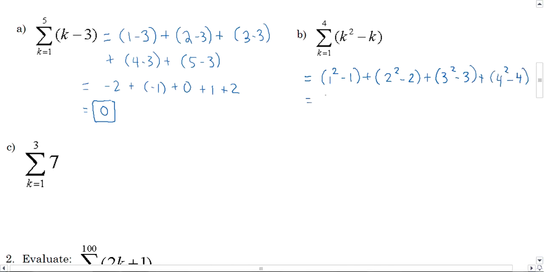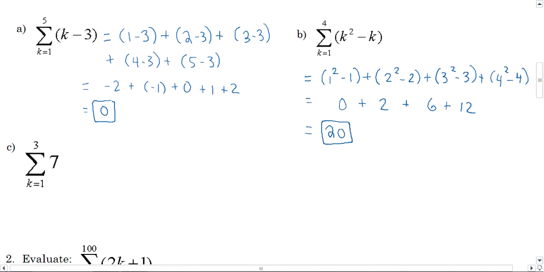And we just evaluate this. So that's 0 plus 4 minus 2, which is 2, plus 9 minus 3, which is 6, plus 16 minus 4, which is 12, and then we add that all up, and we finally get 20. 20 is the sum, right there.